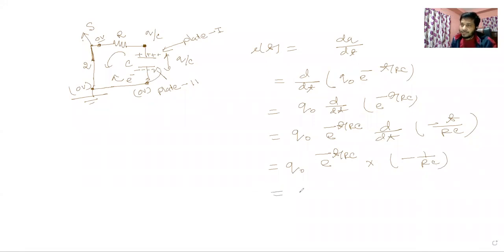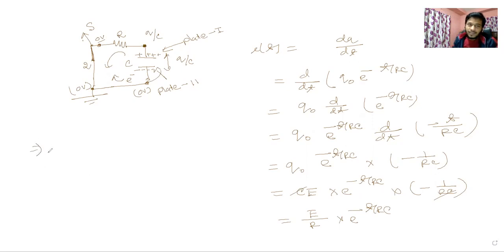Now we know that Q naught equals CE. Then this C and this C will cancel each other, and it can be written as E upon R multiplied by e to the power minus t by RC. Finally it can be written as I naught e to the power minus t by RC, where E upon R is the maximum amount of current that can pass through this circuit, that means the initial current.